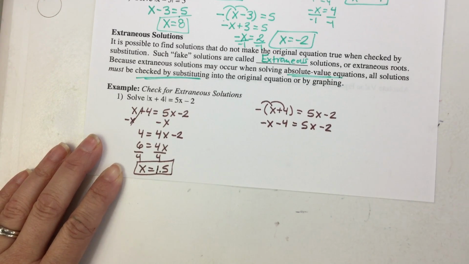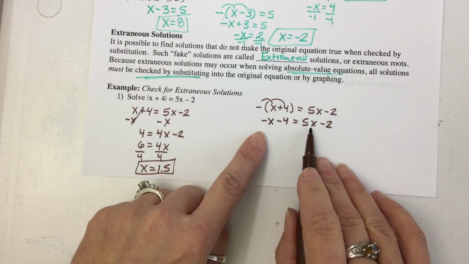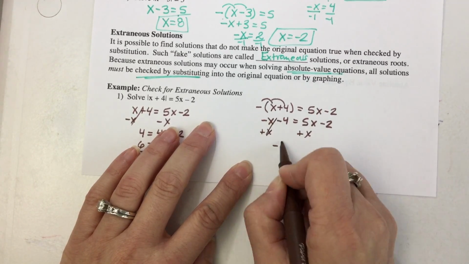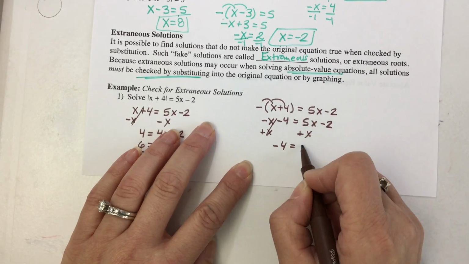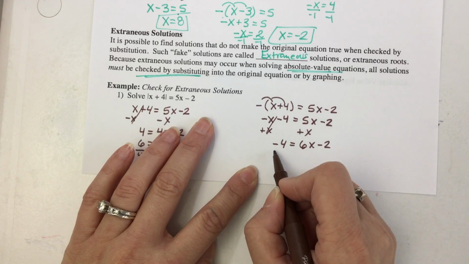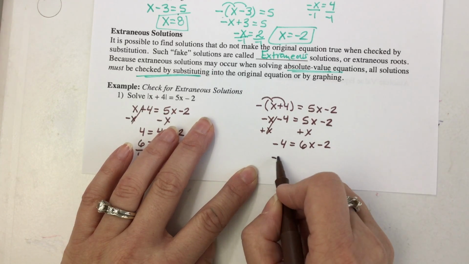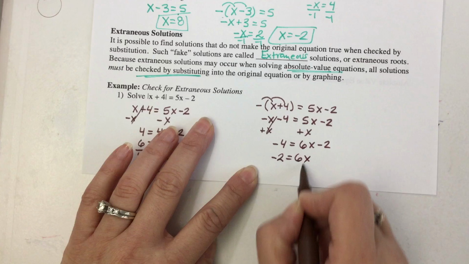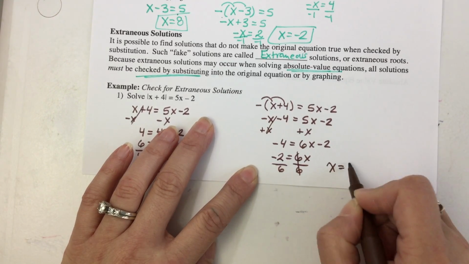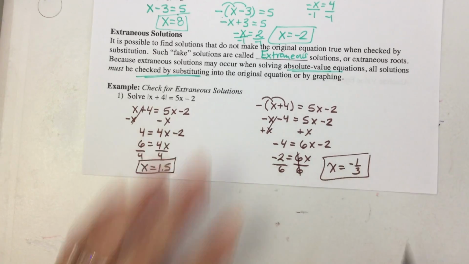So there's a solution. Here again, I do not want x's on both sides. So I add x. Negative 4 equals 5x plus 1x is 6x minus 2. Add the 2 over. Negative 4 plus 2 is negative 2 equals 6x. Divide both sides by 6. So x equals negative 1/3.